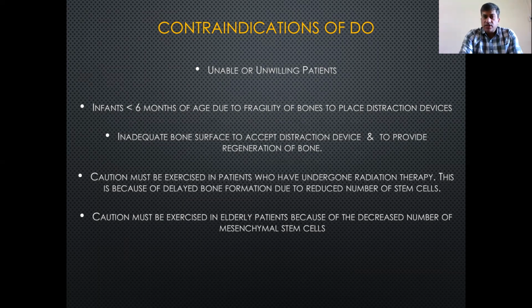We should be very cautious in performing distraction osteogenesis in patients who have undergone radiation therapy. As we all know, there is a deficiency of stem cells or osteogenic cells in those patients, so the distraction yield may not be satisfactory. And we should all be careful in doing distraction osteogenesis in very elderly patients purely because of the decreased number of mesenchymal stem cells in these patients. So these are some of the contraindications for the use of distraction osteogenesis.